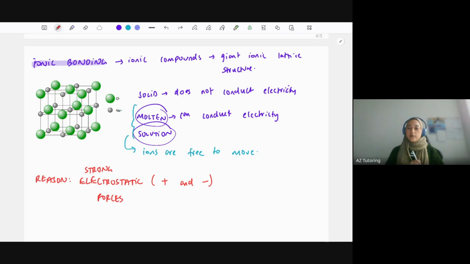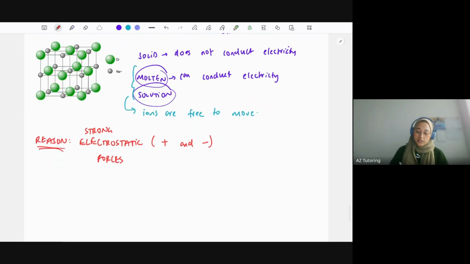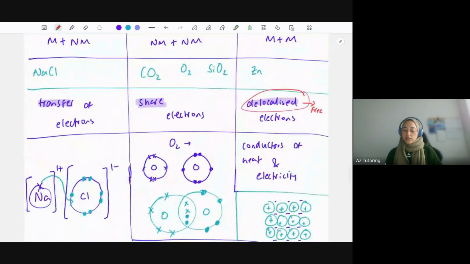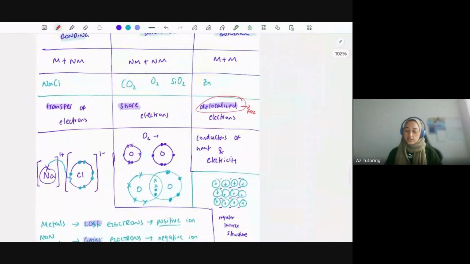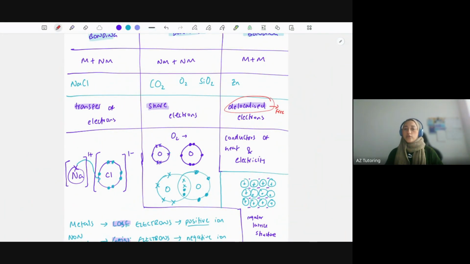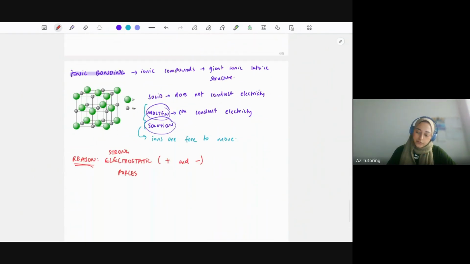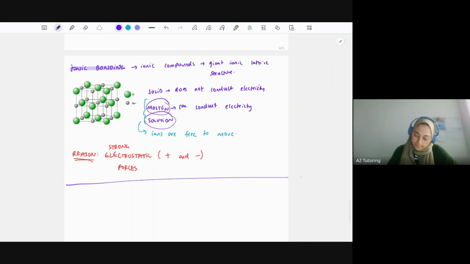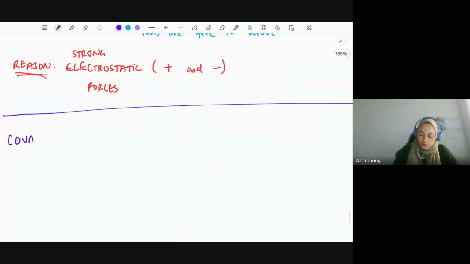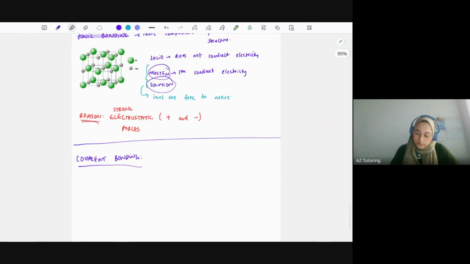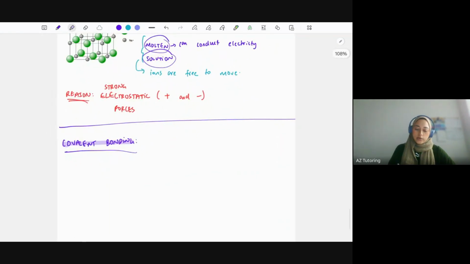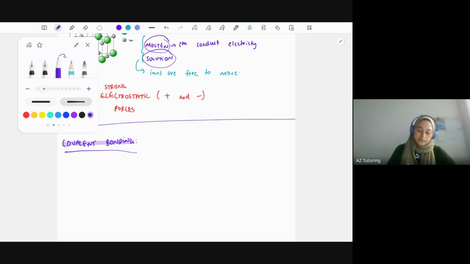Now, if we move over to covalent bonding, we cannot use the reason electrostatic forces because there are no ions involved with covalent bonding at all. You can see there are no charges when you've got nonmetals involved with each other. So let's have a look at covalent bonding now. Okay, covalent bonding. Here, I'll give you the reason first and then I'll explain the reasoning.